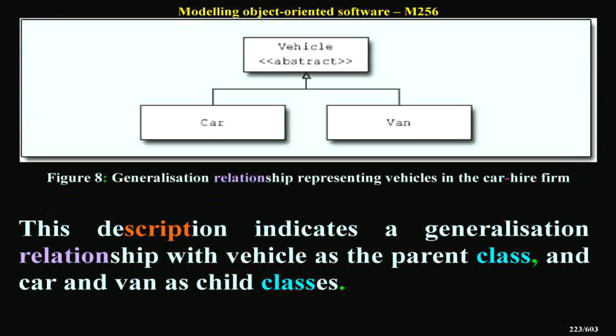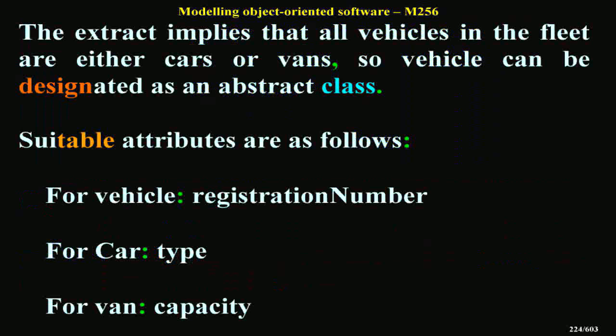Here is our diagram. Figure 8: generalization relationship representing vehicles in the car hire firm. This description indicates a generalization relationship with vehicle as the parent class, and car and van as child classes. The extract implies that all vehicles in the fleet are either cars or vans, so vehicle can be designated as an abstract class. Suitable attributes are as follows. For vehicle, registration number.